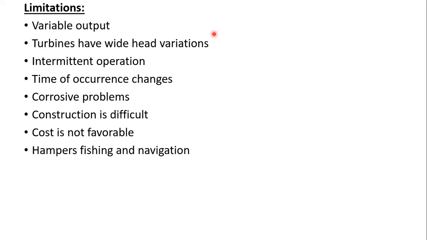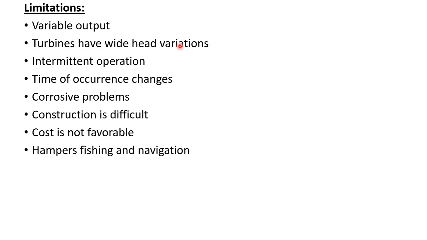Second one is turbines have high head variations. That means the tidal range is highly variable, right? And turbines will also have to work with this range of head variations. So this affects the efficiency of the plant. If there is a smooth running of the turbine, the output will also be smooth, right? So this variability affects the efficiency of the plant, as the turbine's efficiency will also be decreasing.